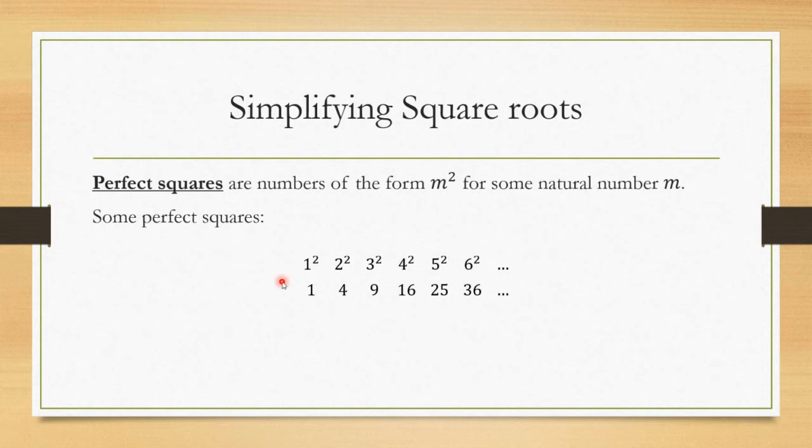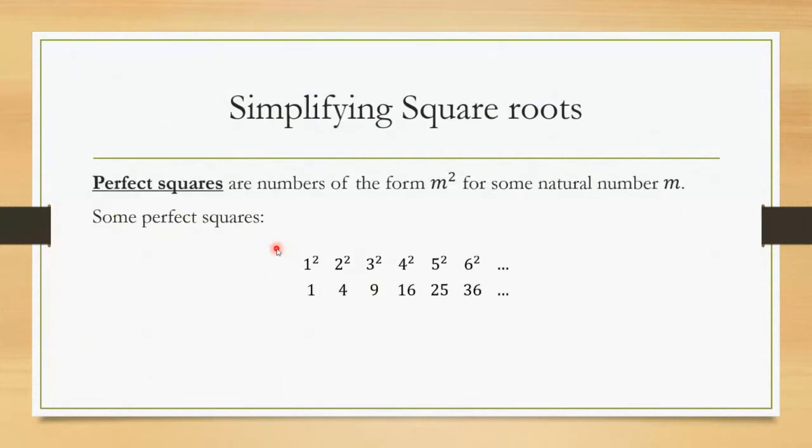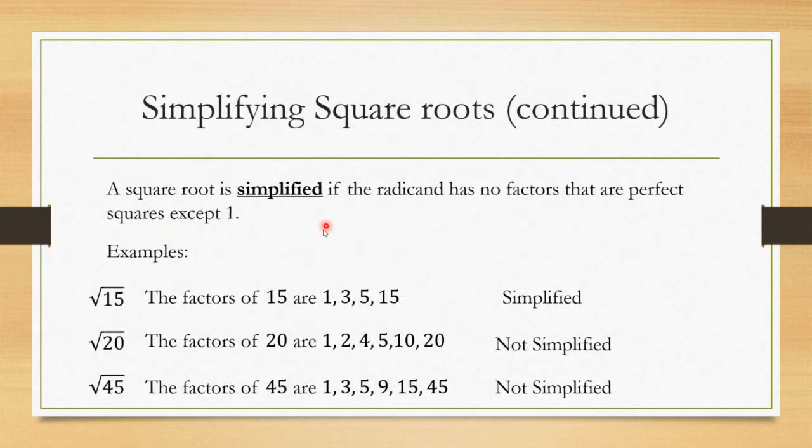Okay, now why does that come into play? Well, by definition, a square root is said to be simplified if the radicand has no factors that are perfect squares except 1. Notice I did not say 0. 0 is not a natural number here, so 0 squared is not a perfect square. 1 is always a perfect square, and 1 is a factor of everything. So for a square root to be simplified, the radicand cannot have any factors that are perfect squares besides 1.